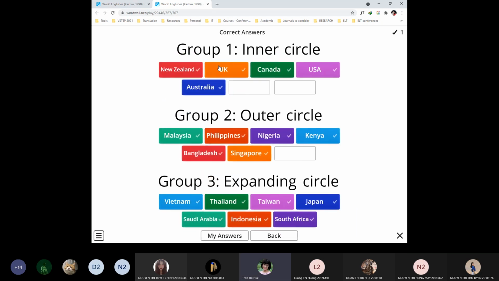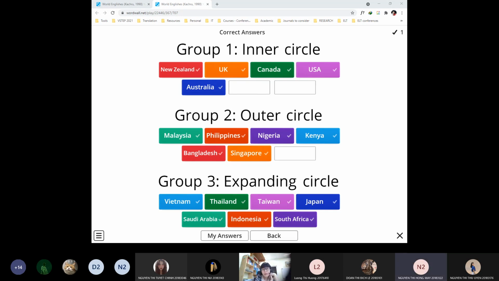There you have the correct answers, with group number 1 for New Zealand, the UK, Canada, USA, and Australia. For group 2, the outer circle, we have Malaysia, Philippines, Nigeria, Kenya, Bangladesh, and Singapore, and the rest in the expanding circle. Okay, so do you feel a little bit surprised about the answers? Any of you may feel surprised about these answers on the screen?